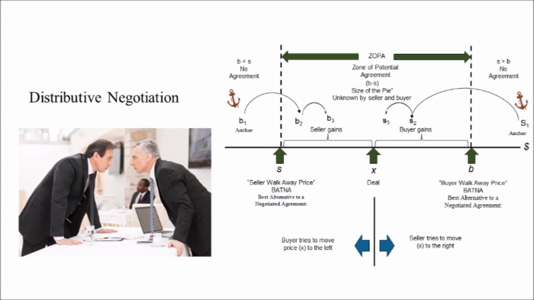BATNA is the best offer but in another table of negotiation. For example, if Jose is buying from Pedro, but Pedro is not giving up easily, the other best option Jose has is to buy from Sofia. Therefore, Sofia's offer is then Jose's BATNA.